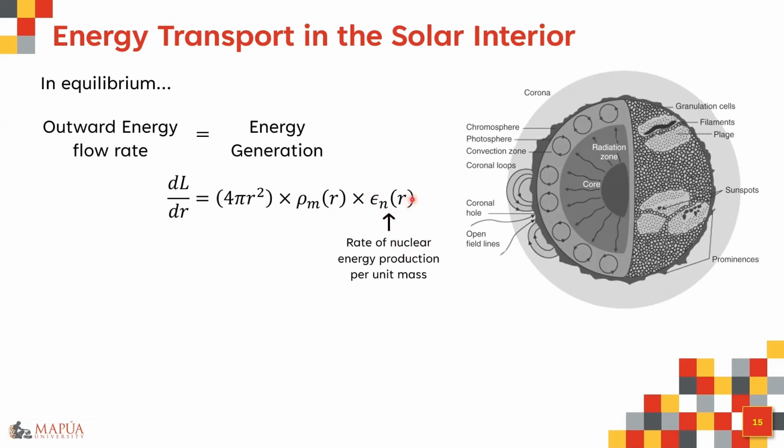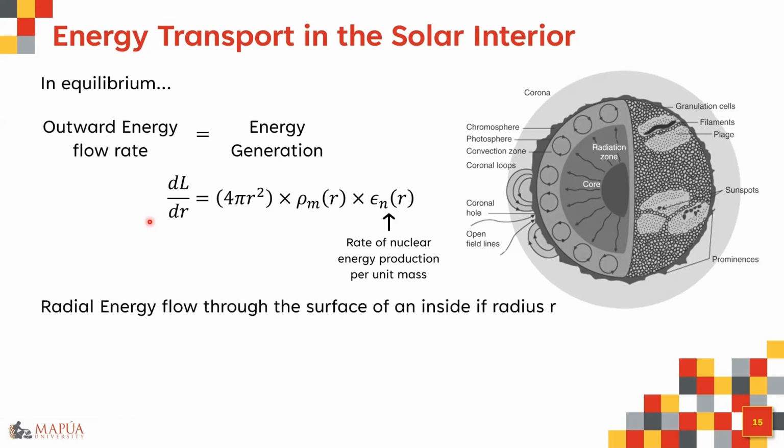This is also a function of distance, and this is equal to the outward energy flow rate. So solving this differential equation, the radial energy flow through the surface of a sphere of radius r is equal to this integration. We're just going to integrate this expression from 0 to r, from the center of the sun to the surface of the sun.